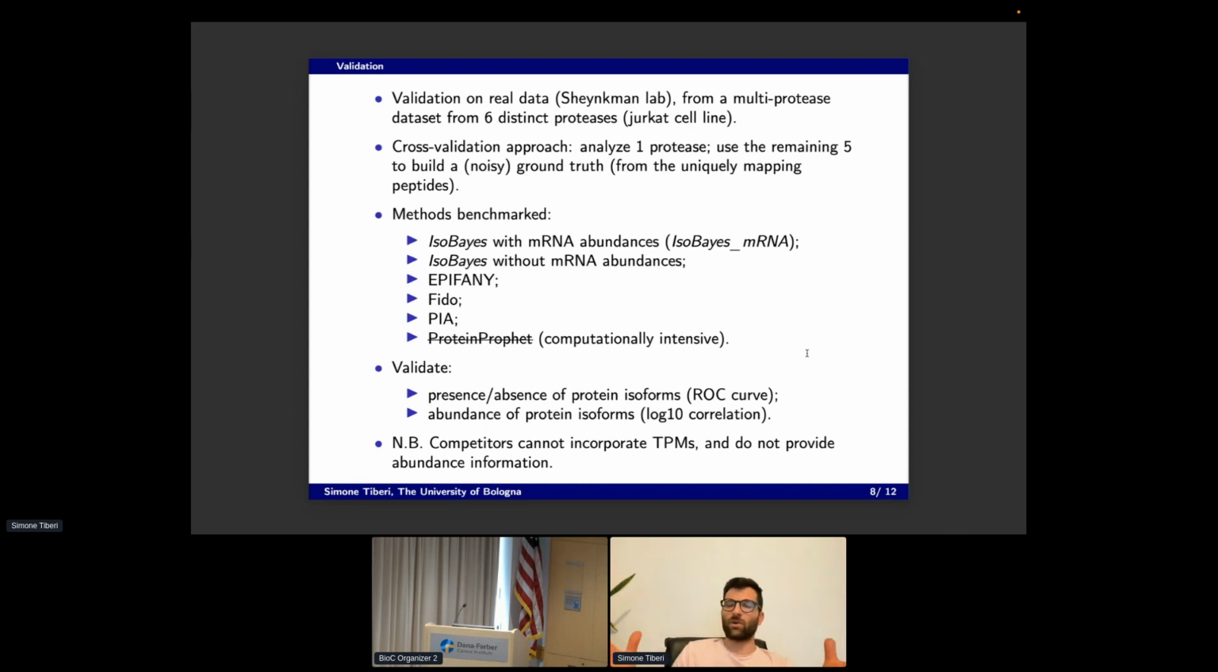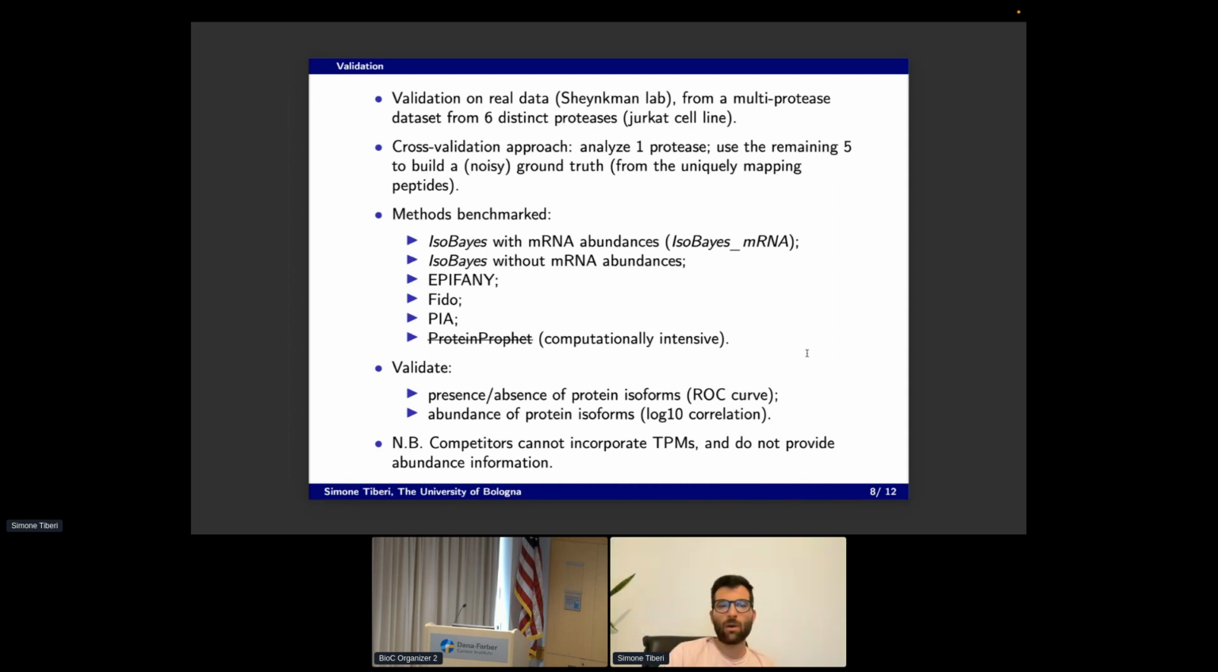So how do we build this ground truth? We look at the subset of peptides we're really confident about. So we look at those that have a very low error probability and those that map one-to-one with a protein. So where there is no uncertainty in the mapping between the peptide and the protein. And this allows us to build a noisy but accurate ground truth.